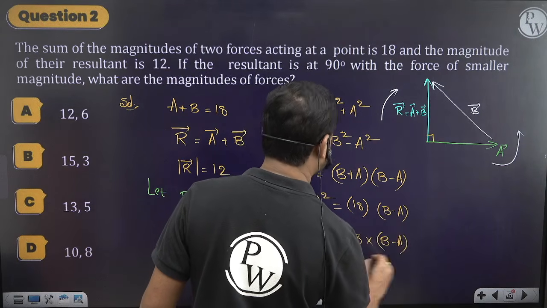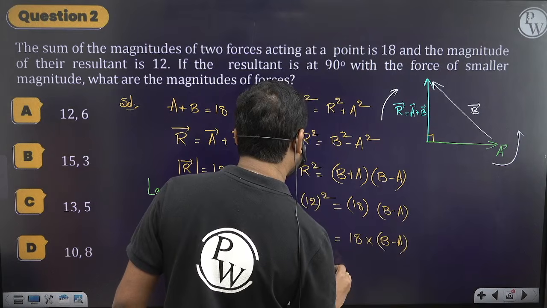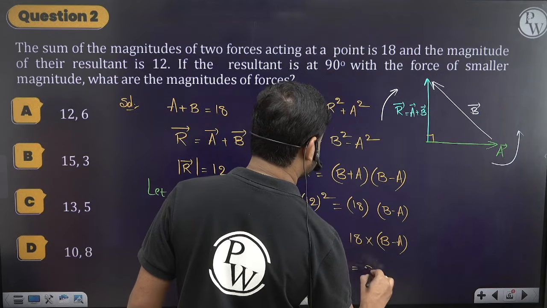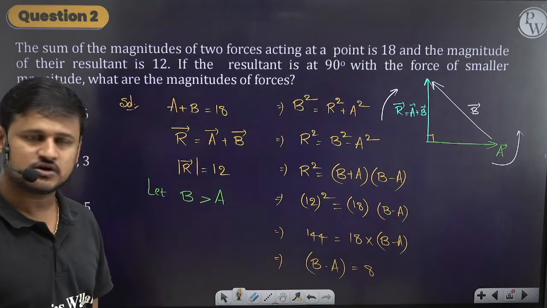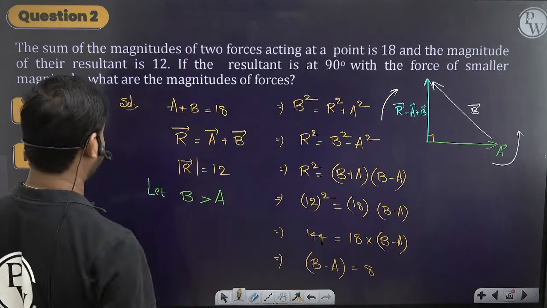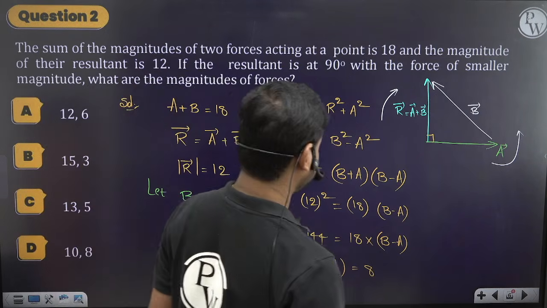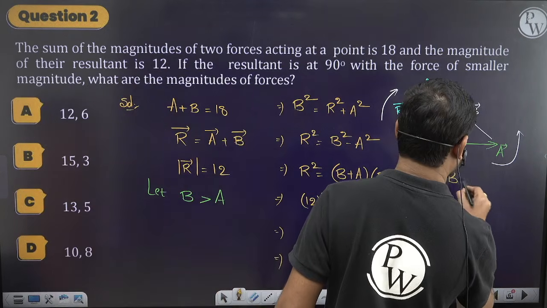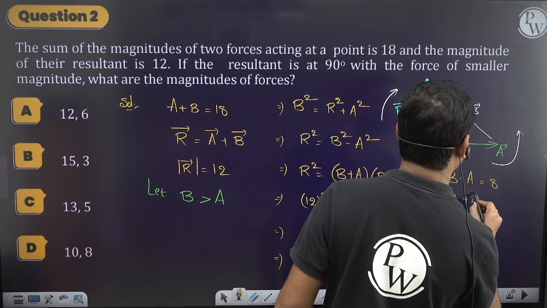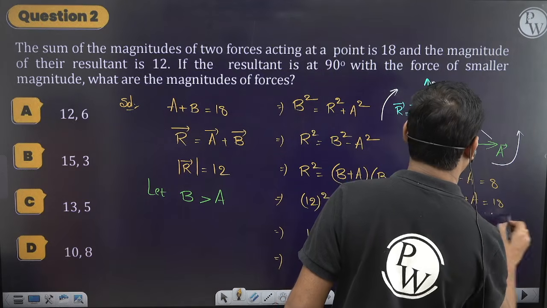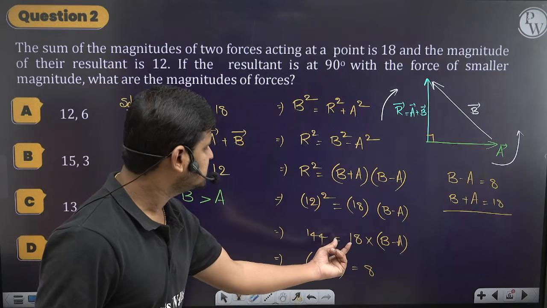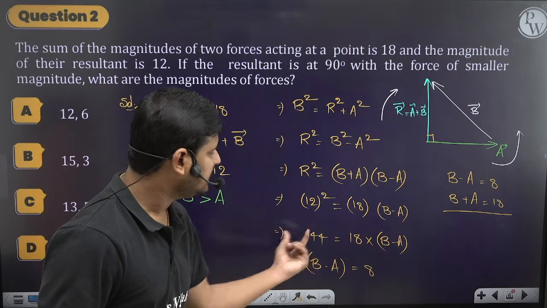So from here, we can write B minus A is equal to 144 by 18, which is nothing but 8. Yes or no? So then we have got B minus A and we know what is B plus A. So B minus A is equal to 8 and B plus A is equal to 18. Yes or no? Clear? Yes or no?